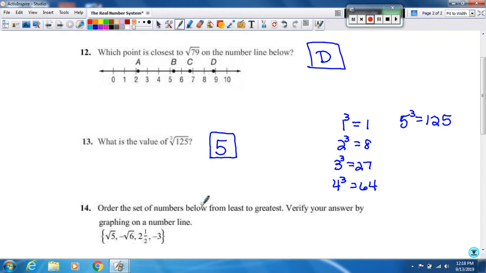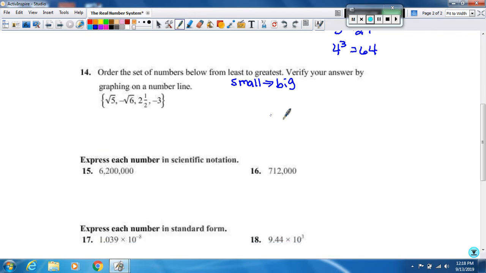Order the set of numbers below from least to greatest, small to big, and verify your answer by graphing on a number line. So I'm just going to order these and put them on a number line. Okay, so since this is a square root, I'm going to go ahead and just leave that number alone. Leave it as a 5. And this one, it's got a negative in front, so you got to write it as a -6. Now this is not a radical, so what you do is just scratch out the fraction and figure out what 2 times 2 is. 2 times 2 is 4, and this one's going to be -3.